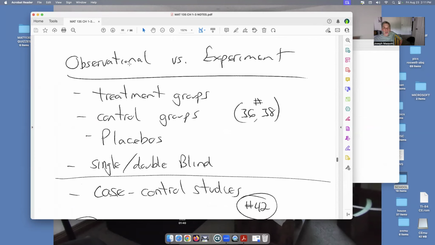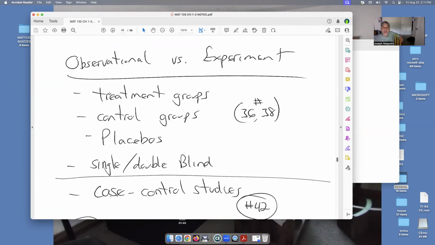First we want to define the difference between observational studies and experiments. An observational study is just what it says. You're observing something and gathering information. You are not changing anything about the situation. You are just observing and recording data. In an experiment, you are imposing some sort of condition or treatment on some of the individuals in the study.